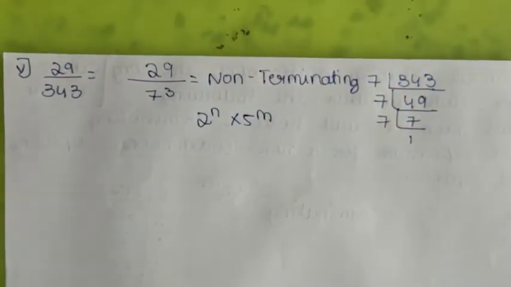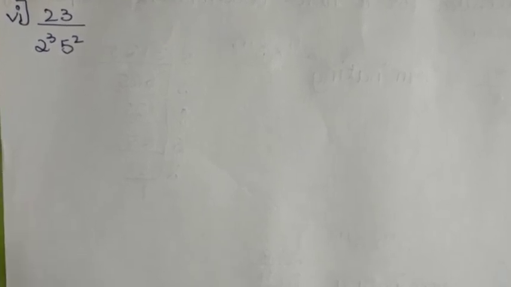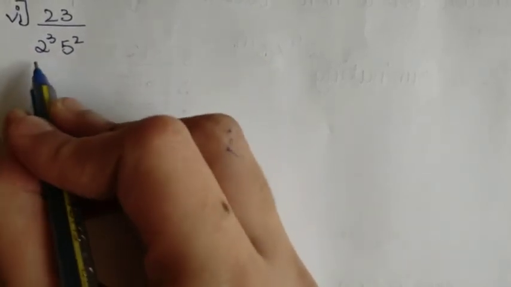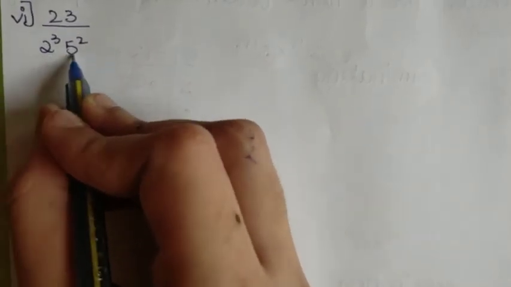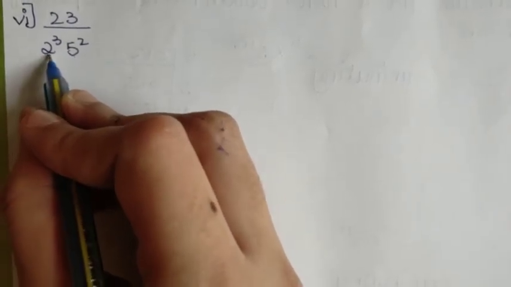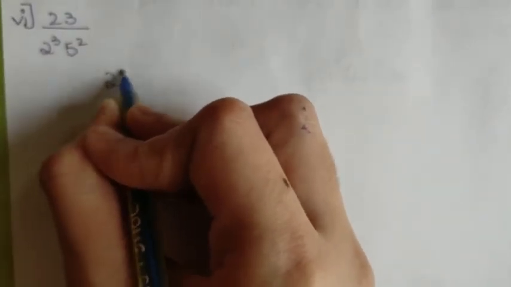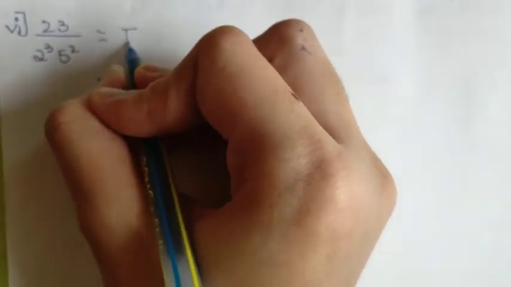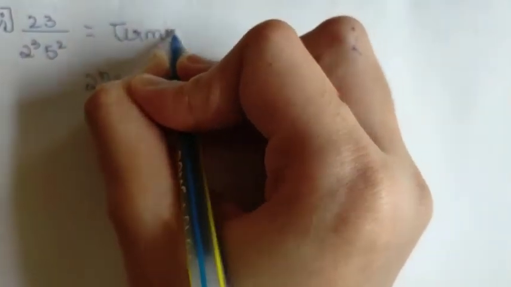So here we have the sixth question, that is 23 by 2 root 3 then 5 root 2. Now you can see that they have done the prime factorization of the denominator, and the decimal expansion is 2 root 3 and 5 root 2. Now this is in the form 2n into 5m. So we can directly say that it is a terminating number.